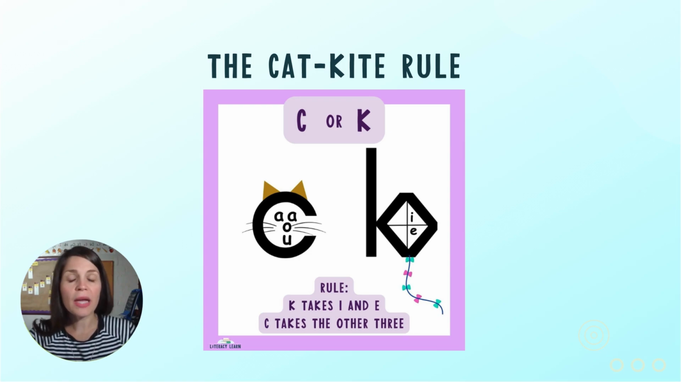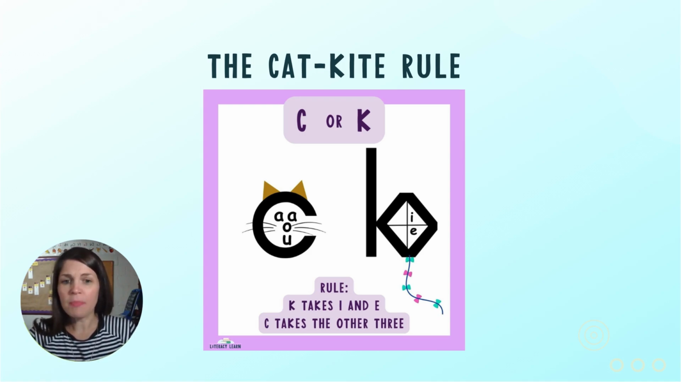So when we hear that k sound at the beginning of words, how do we know which one to use? Do we use C or do we use K? There's actually a really simple rule. It's called the cat-kite rule, and it tells us which grapheme to use at the beginning when we hear that k sound. So the rule is K takes I and E, C takes the other three. And you can kind of make it a cute little jingle. K takes I and E, C takes the other three.